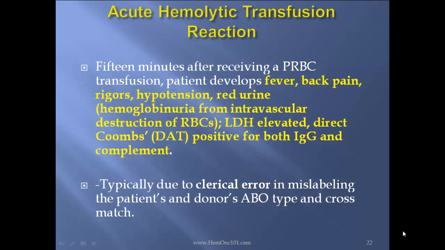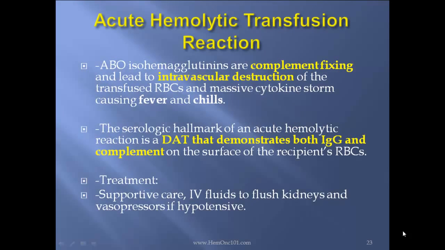So the difference between acute hemolytic and febrile non-hemolytic would be that you would see red urine and a positive Coombs test. This is typically due to clerical error and mislabeling of patients and donors' ABO type and cross-match. The ABO isohemagglutinins are complement fixing and lead to severe intravascular destruction of the transfused RBCs and a massive cytokine storm causing fever and chills. The serologic hallmark in the acute hemolytic reaction is a DAT that demonstrates both IgG and complement on the surface of the recipient's RBCs.